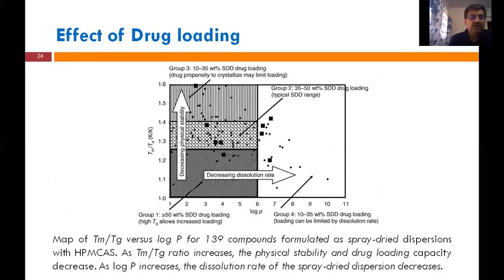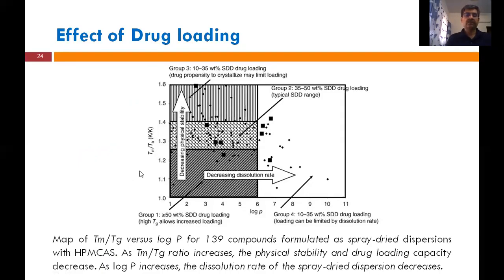This is a case study of 139 compounds that were formulated as spray dried amorphous solid dispersions with a polymer called HPMC-AS, and this diagram gives us the relationship between Tm by Tg versus log P for the 139 compounds that were studied. On the x-axis you have the log P value of the API that was taken, and on the y-axis you have the ratio of Tm divided by Tg, which means the melting point divided by the glass transition temperature ratio.